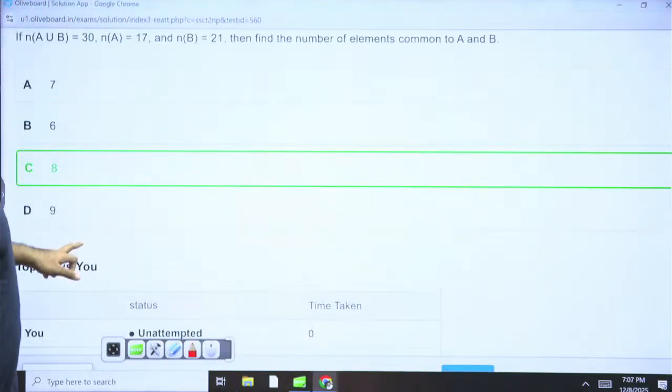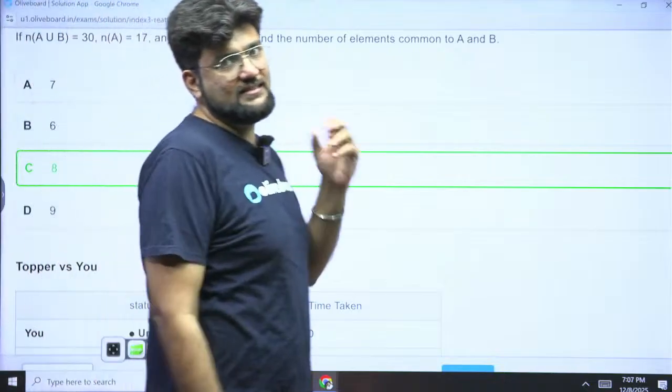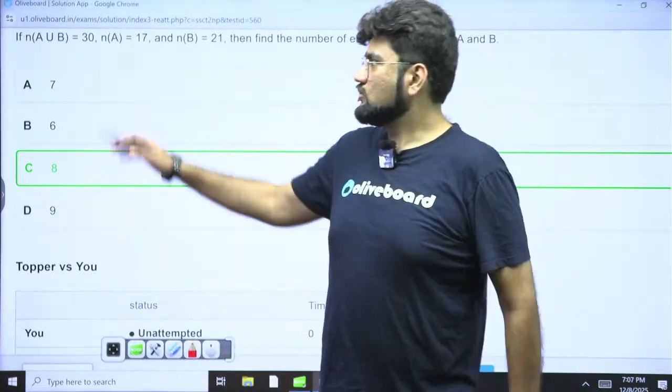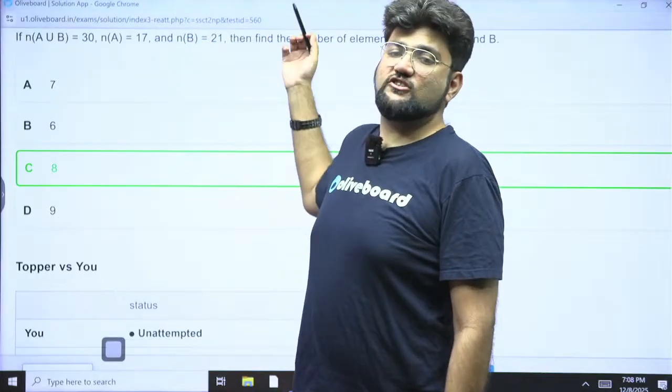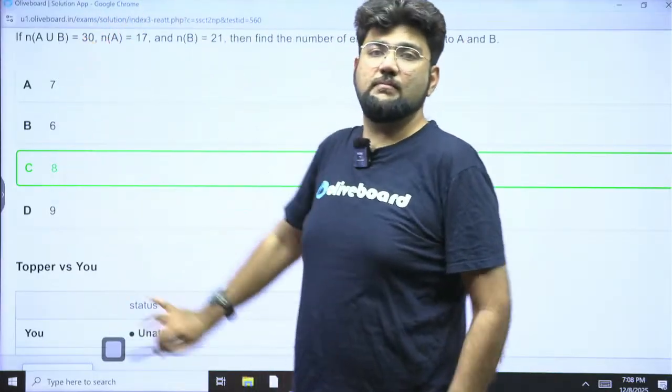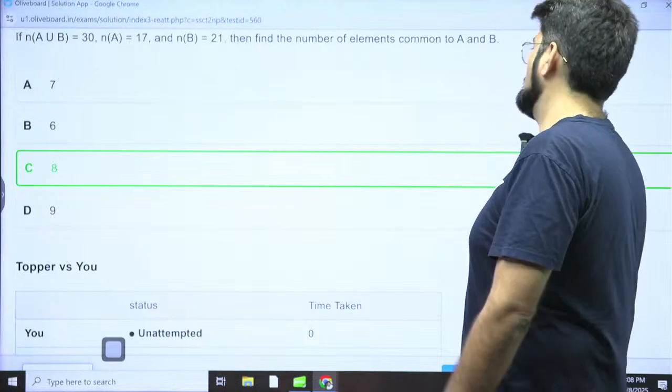And the formula in itself is also that only. If you have done set theory, you must have. So then the formula is also that n of A plus n of B minus n of A intersection B is equal to n of A union B. So you just exchange those values, get your answers.